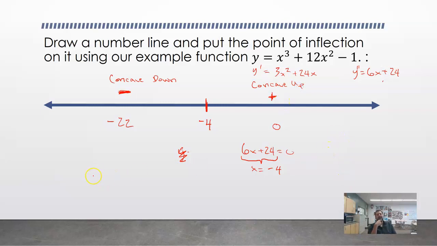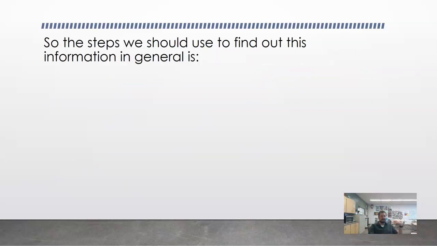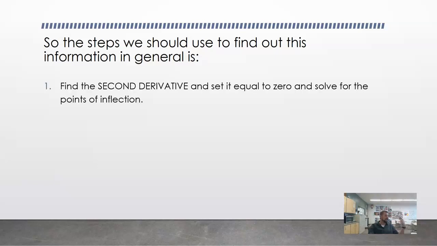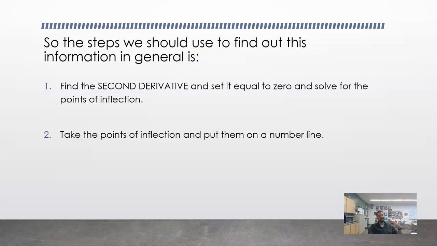So although originally we knew that my function was concave down, and then it changed to concave up somewhere along the line, now I know that my function changes concavity at x equals negative 4. So it's a more specific definition of what is going on as far as where things are concave up and concave down. So just like with the first derivative, there are steps we can follow, and they're very, very similar.